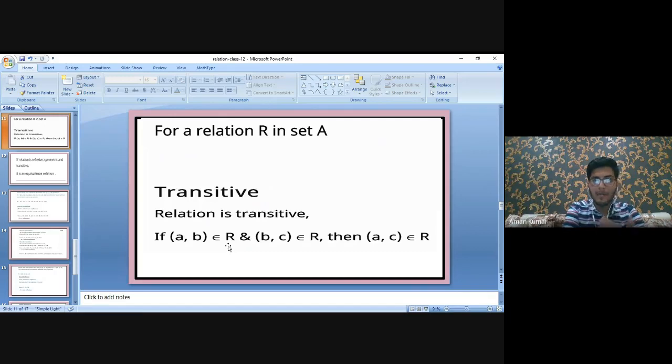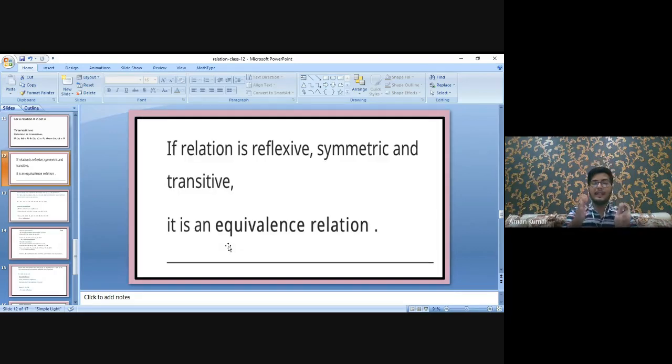So now combining all these, if some relation is given to you that is reflexive, symmetric, and transitive, then that type of relation is known as an equivalence relation. So if you have a relation that is symmetric, reflexive, and transitive, it is called an equivalence relation, right? Now we will study examples of reflexive, symmetric, and transitive, and also we will get to know how we check the reflexivity, symmetry, and transitivity of any relation.